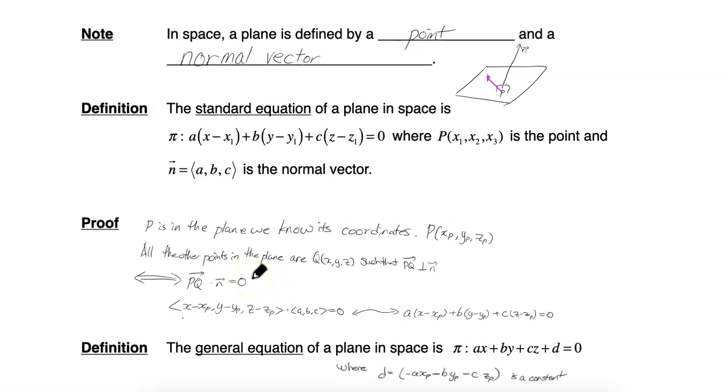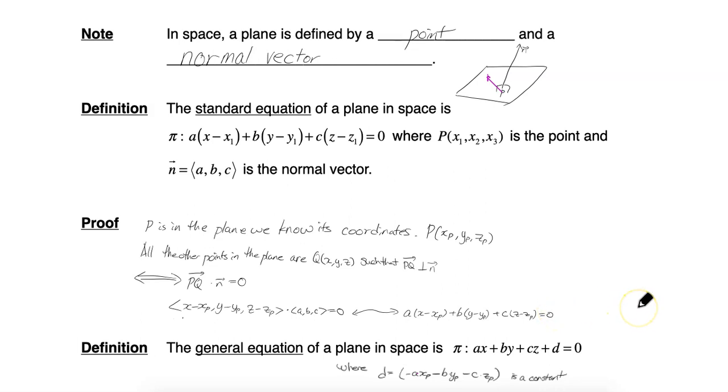This gives me a way to define what's special about q. And so if I take the dot product of these two vectors, vector pq and vector n, I immediately get the standard equation of the plane.